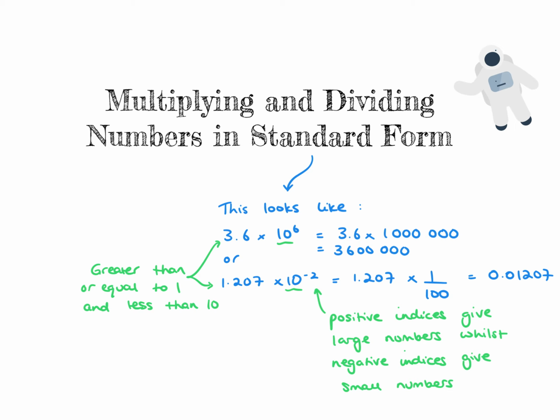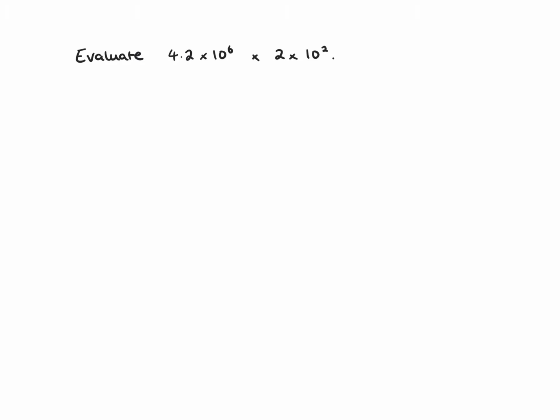But there is another method, and that involves taking advantage of what we already know about powers. So let's have a look at a couple of examples. We'll begin by looking at a multiplication example. We're going to evaluate, which just simply means find the value of, 4.2 times 10 to the power of 6 times 2 times 10 squared.